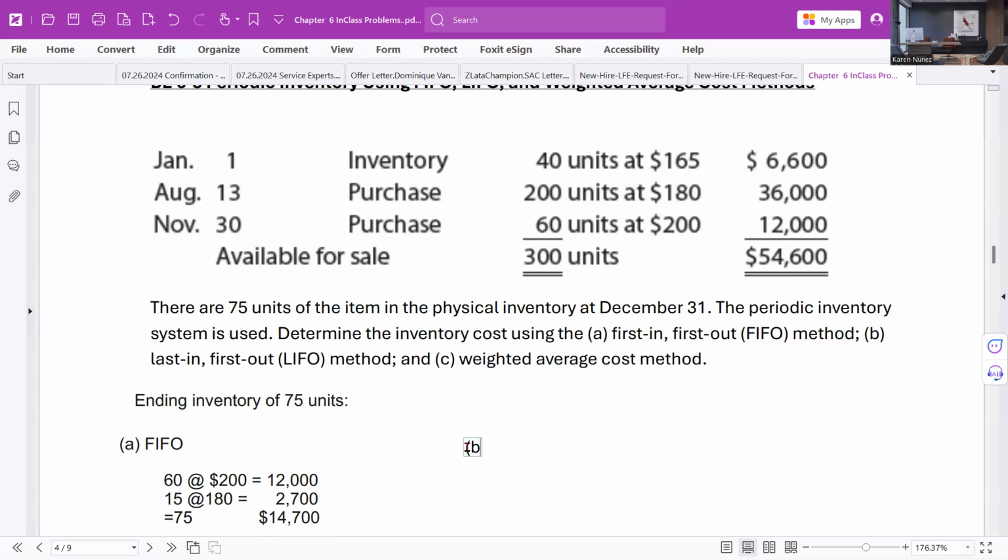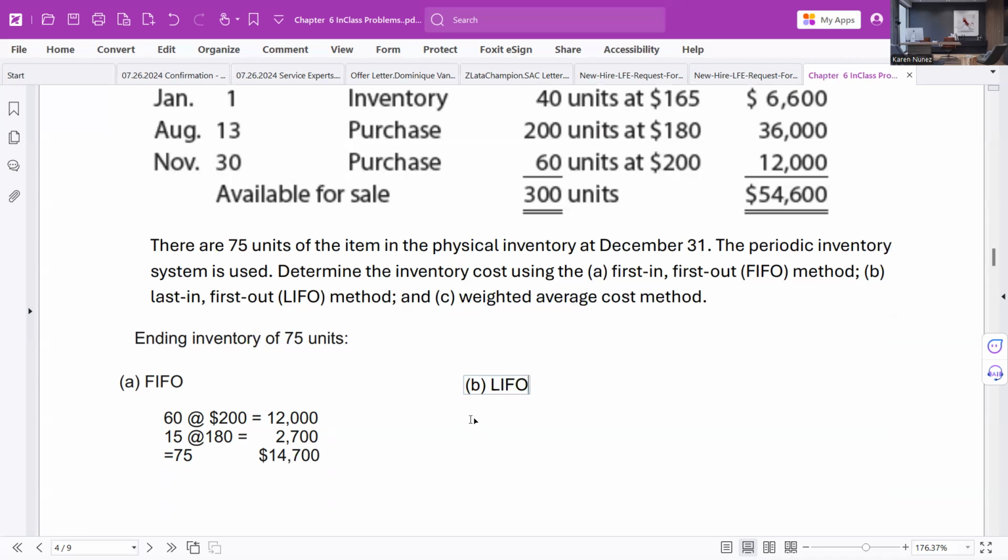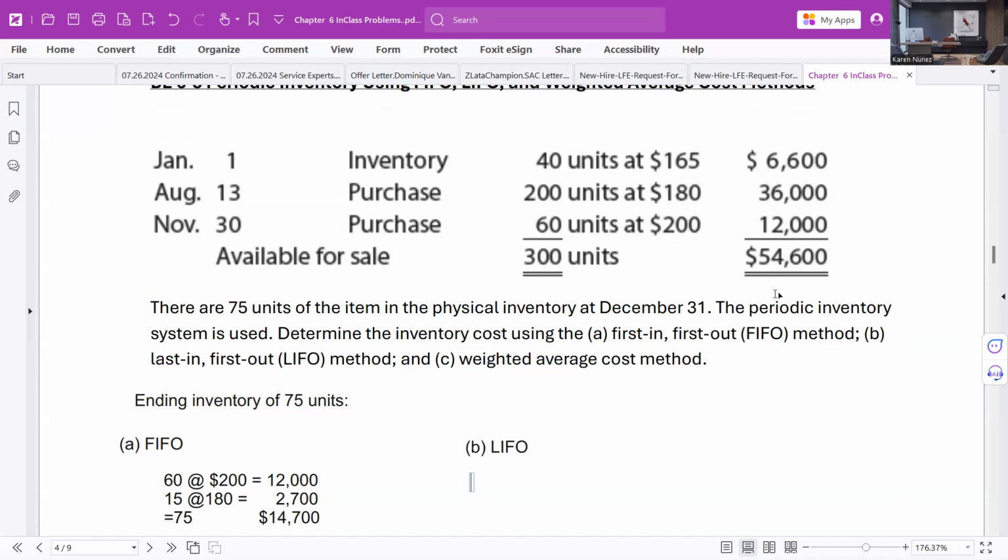Let's take a look at LIFO now. LIFO, last in, first out. So again, we have 75 units in the ending inventory. LIFO, the last ones in are the first ones out. These are the ones that are assumed to go to cost of goods sold. It's the first ones that are going to be in the ending inventory. So we're going to need 40 at the 165.